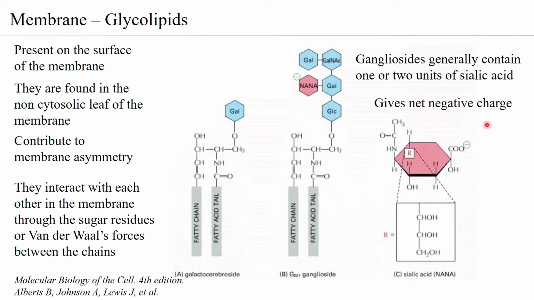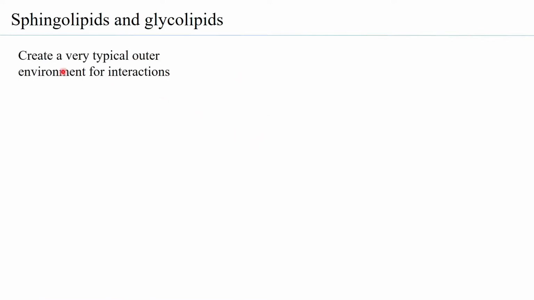Now this is important for two reasons. One, if you have a net negative charge, then it would repel anything that is also negative. So in a way, it can create an environment which is going to repel anything that is like charged. Like mentioned earlier, it is responsible for forming microdomains in the membranes, and we will look at it a little in detail now. So, as mentioned, it can create a very typical outer environment for interactions.